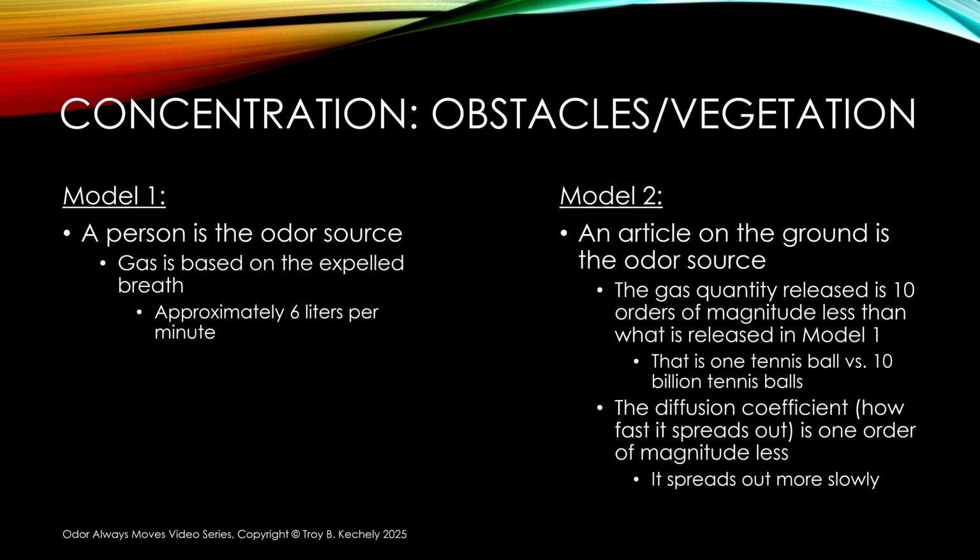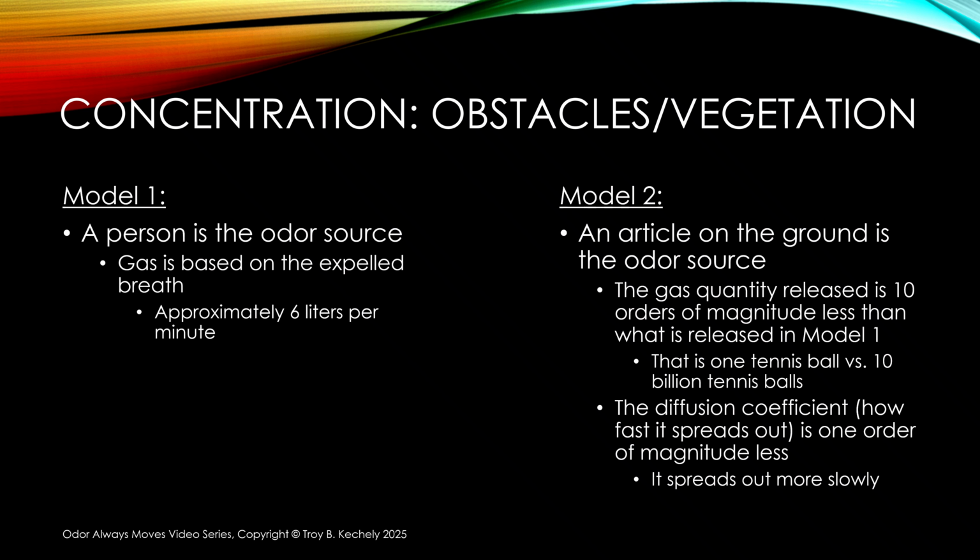So, obstacles and vegetation. We're looking at 2 different models, so this will take a little bit of time. Model 1 is just a person as the odor source. We've used this before. The gas expelled is just how much a person breathes, about 6 liters per minute. And the diffusion coefficient is basically like air. That's really all it is.